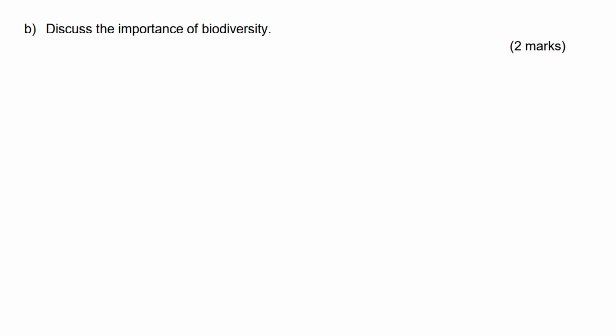Discuss the importance of biodiversity for 2 marks. Obviously, in your notes, you can list out so many importance of biodiversity, not only 2 points, but so many points that you could list down. So one of the importance of biodiversity is for health. You have to elaborate: what is the importance of biodiversity in the health field?